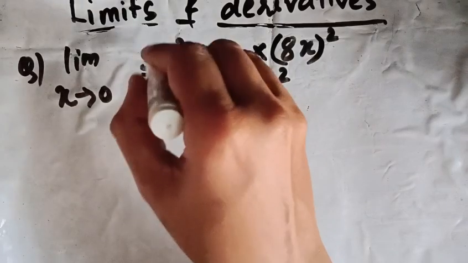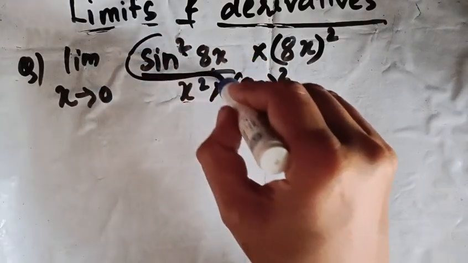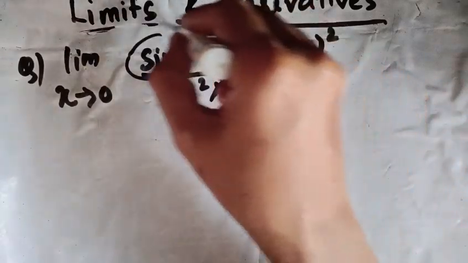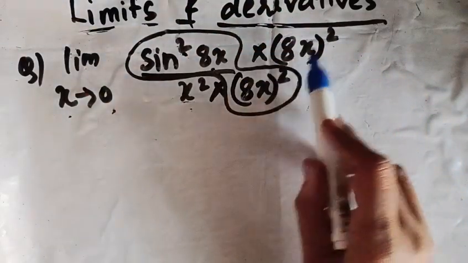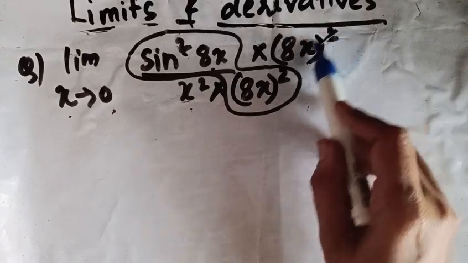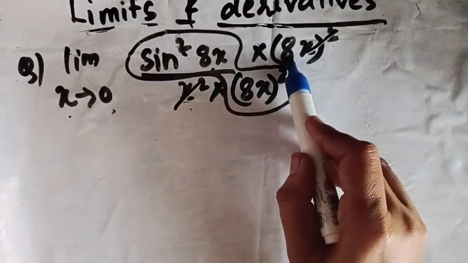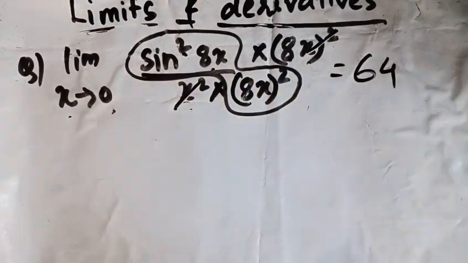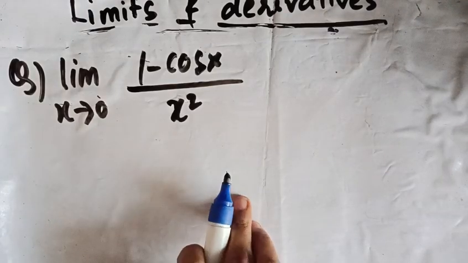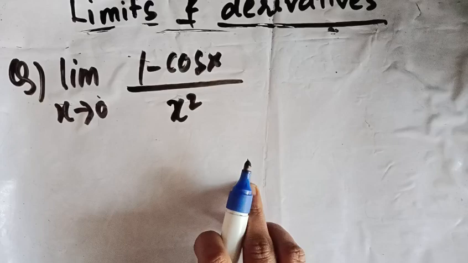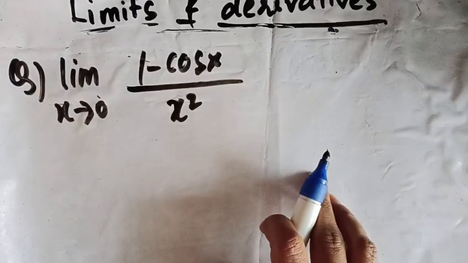So this sine square term over 8x square becomes 1 when x tends to 0. Now these two terms remain. In this, x square gets cancelled. Only 8 square remains. So the answer is 64. You have to show this by steps; I have done it directly.